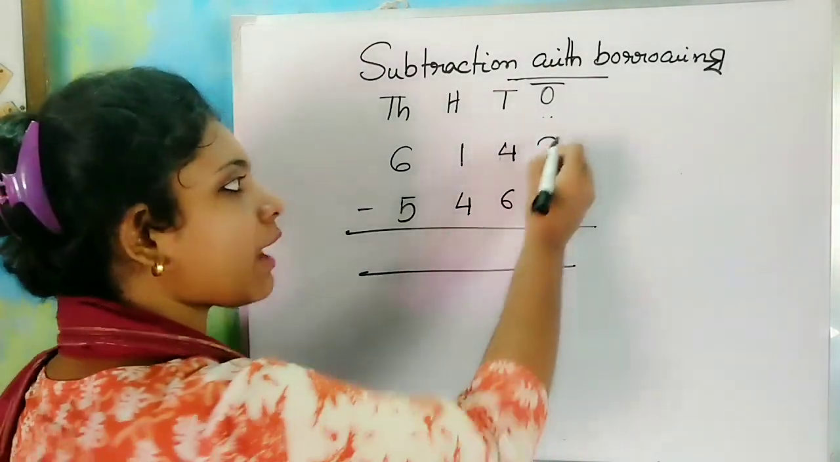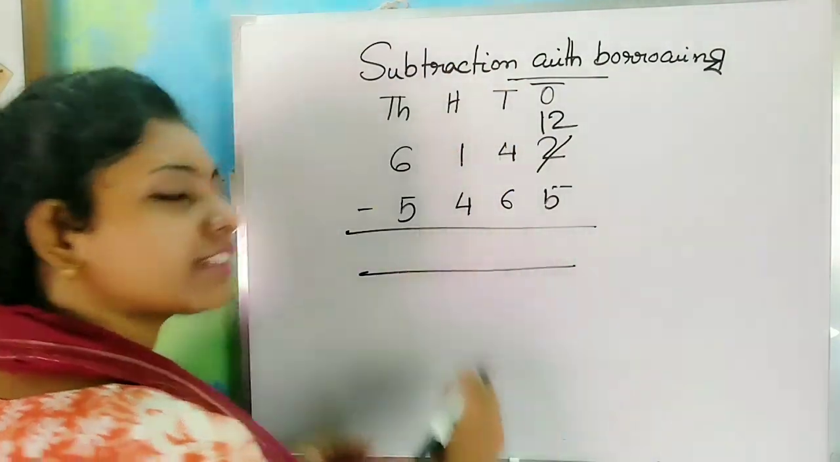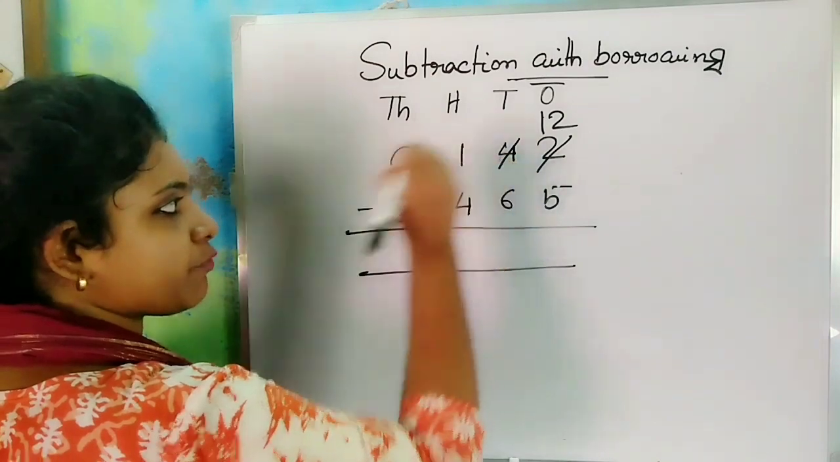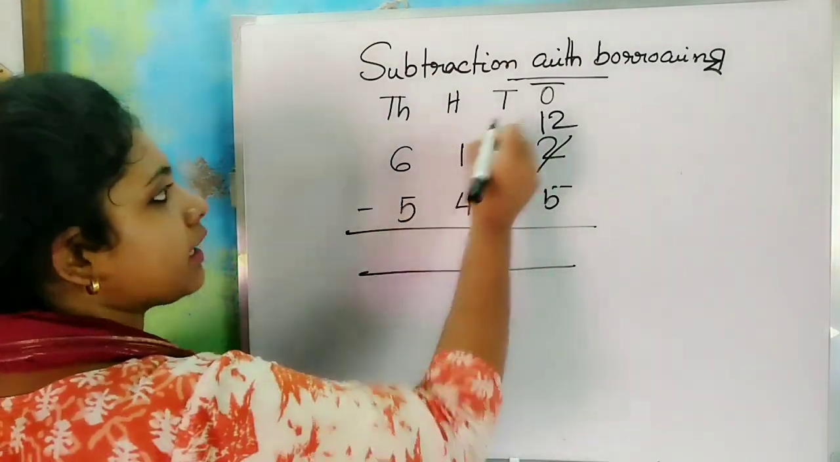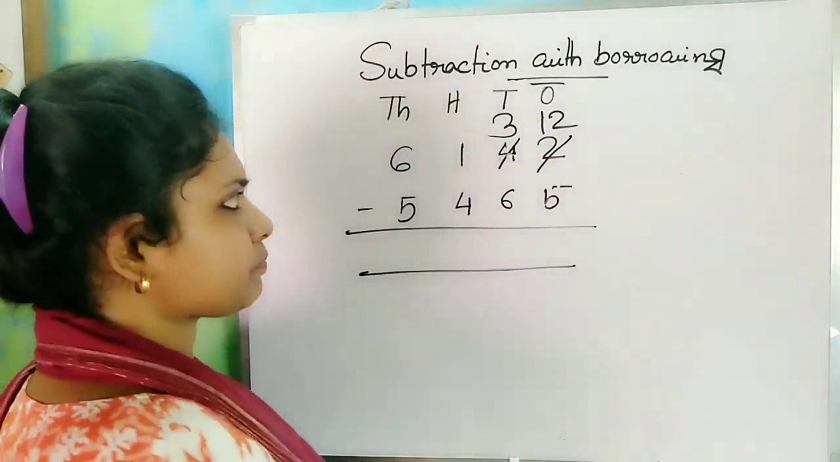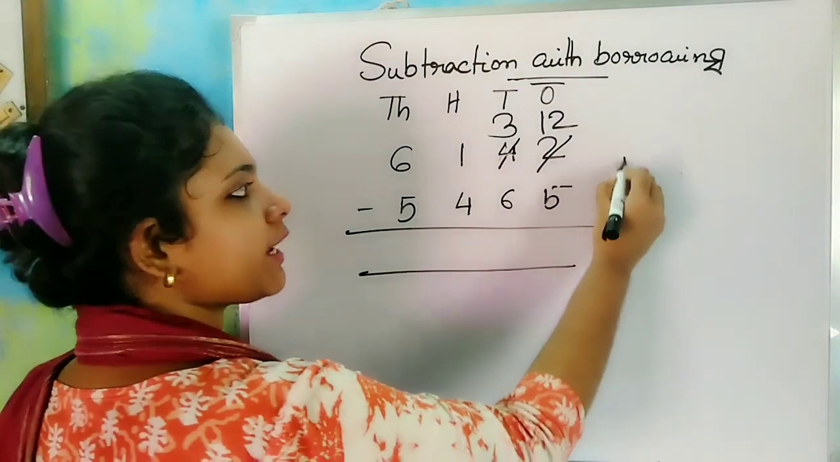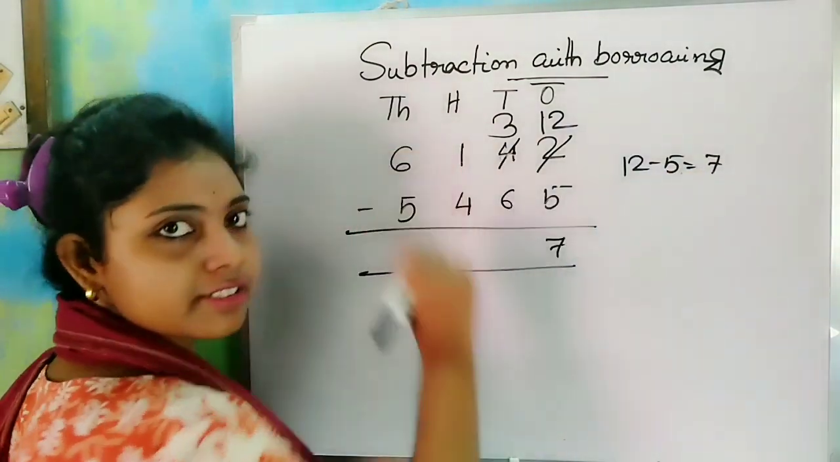So 10 plus 2, that is 12. And for this borrowing we have to subtract 1 from this tens place. That is 4 minus 1. That is the before number of 4. This is 3. So see, 12 minus 5 equal to 7. So 7.